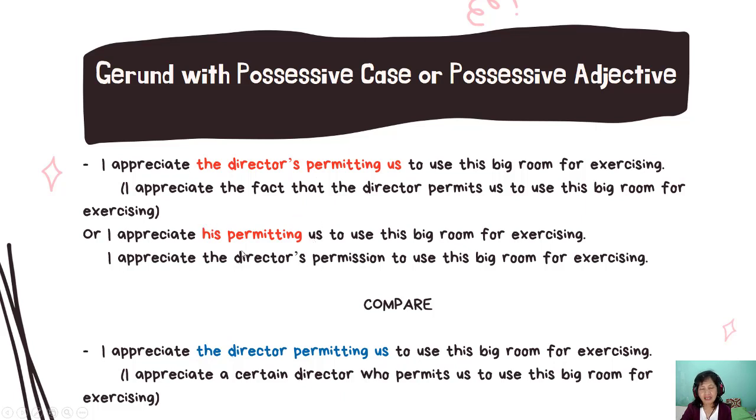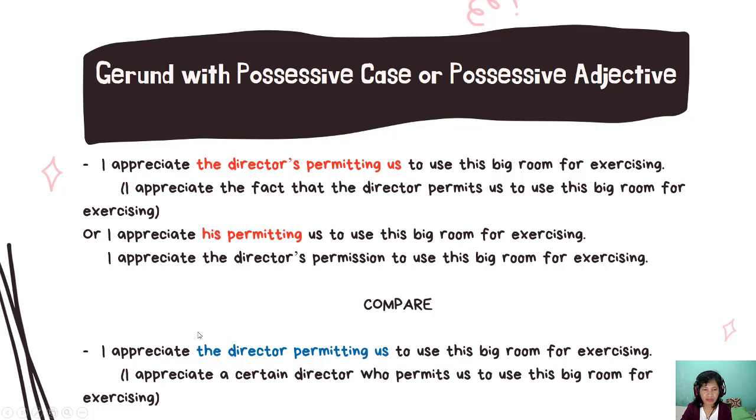But if you want to emphasize the action, you use the verb here, but in the form of gerund. This is noun. Of course, it is different because if you want the gerund, this is a verb actually, you can have this, permitting us. But here, the director's permission, you cannot put us here because this is a noun.